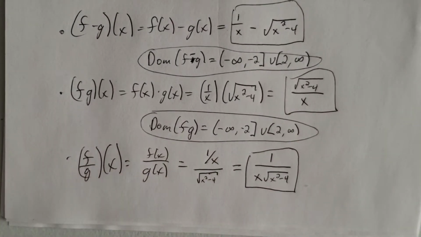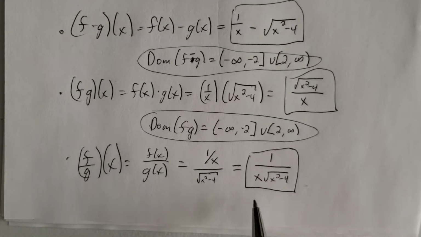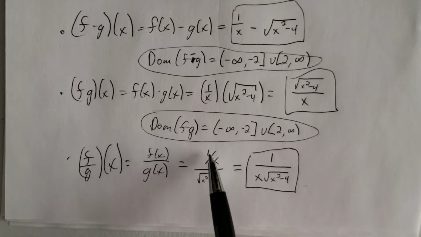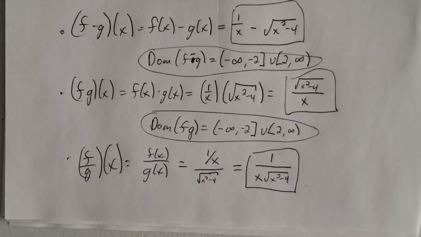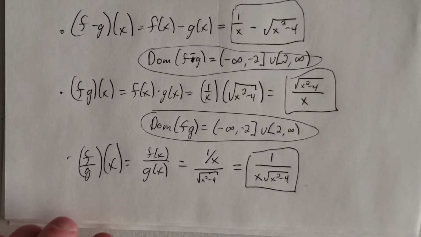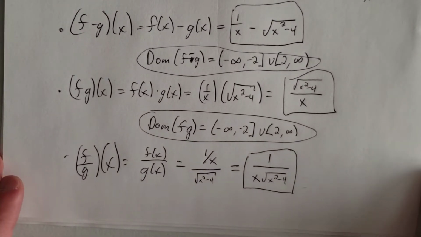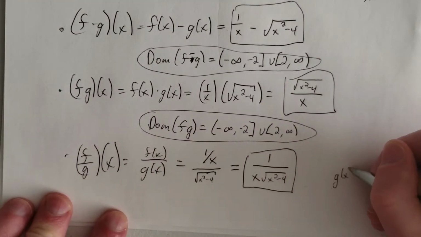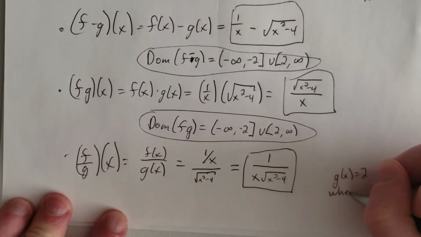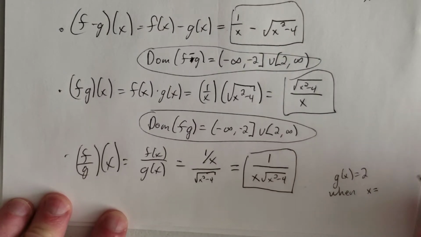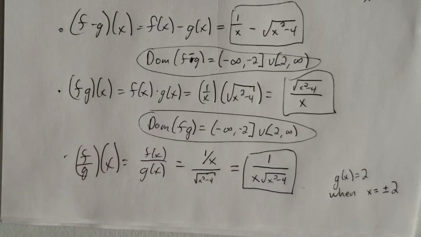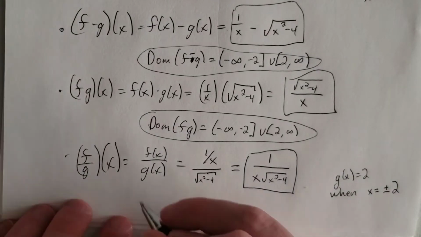Here, the domain is the intersection of the two, but also we can't allow g of x to be 0, because if this is 0, then we have a value over 0. So now we don't want to allow that g of x to be 0. Well, when is g of x equal to 0? That is equal to 0 when x is plus or minus 2. So we now have to take those values out of our domain.